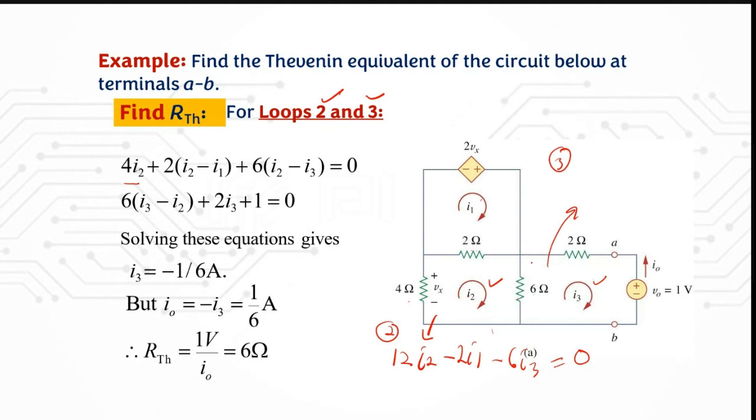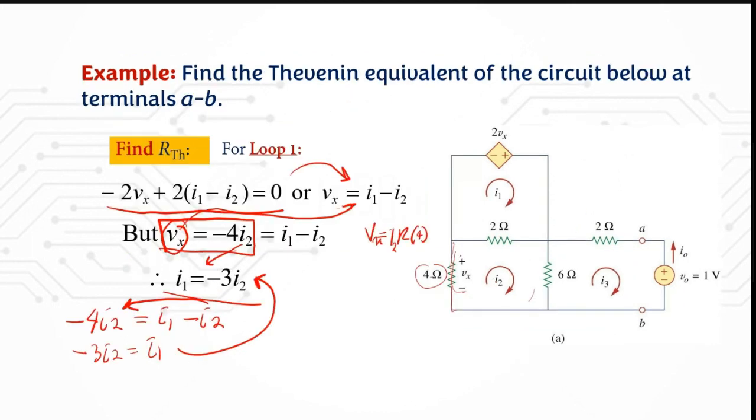Then for loop 3, where you have V naught equal to 1 here, you will have 8 I3 minus 6 I2 plus 1 equal to 0. So this is your mesh 3, and then you can solve these two equations and get I3 equal to negative 1 over 6 ampere. Then you know that I naught, so now you can get the value for your I3.